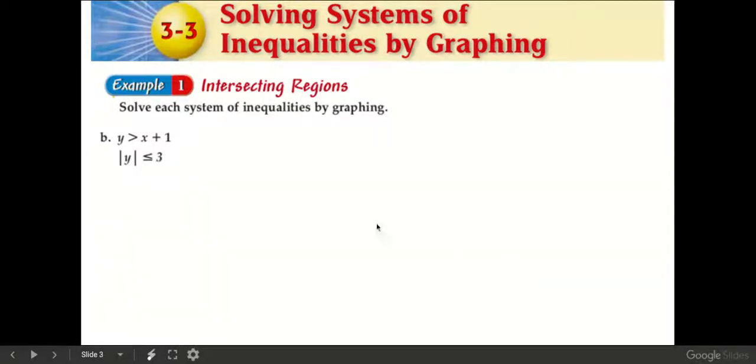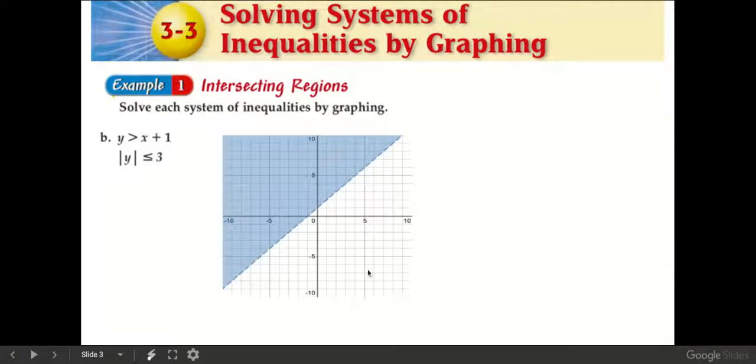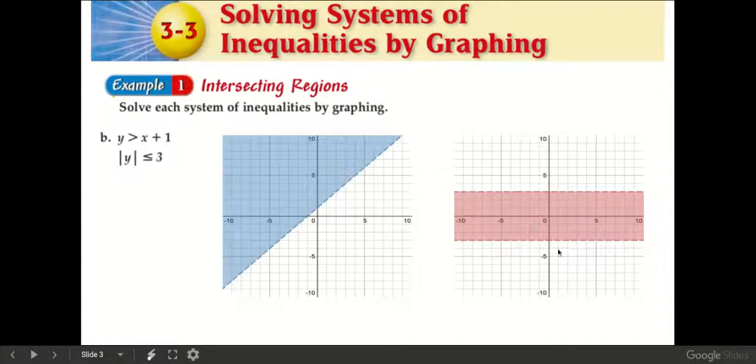Let's take a look at the second one. My first inequality is y is greater than x plus 1, so that graph would look something like this. The second one is the absolute value of y is less than or equal to 3. That would be a graph like this, because the absolute value of y less than or equal to 3 can be written as y is less than or equal to 3 and y is greater than or equal to negative 3.